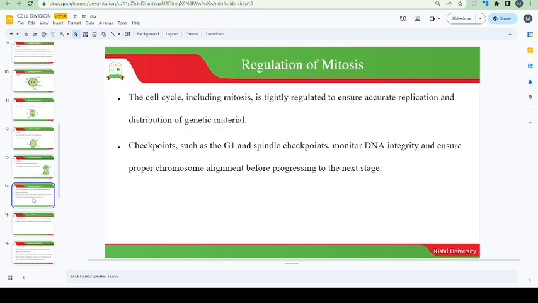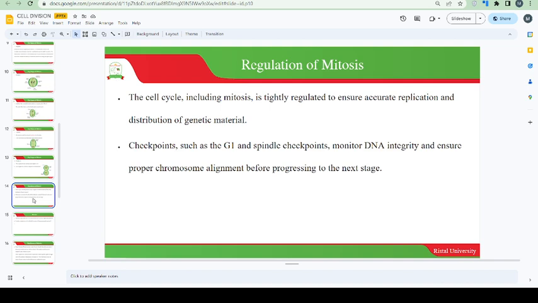Let's look at how mitosis is regulated. That is regulation of mitosis. The cell cycle, including mitosis, is tightly regulated to ensure accurate replication and distribution of genetic material. Otherwise, if accurate replication and distribution of genetic material does not occur very well, then it means this will pose problems in the offspring cells.